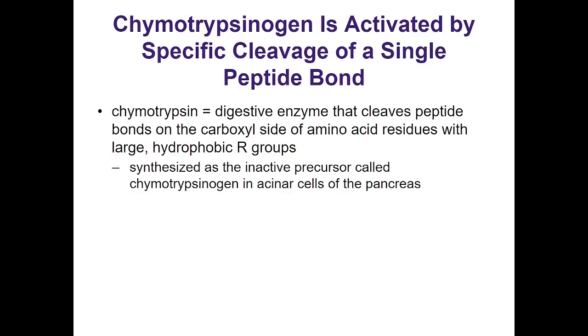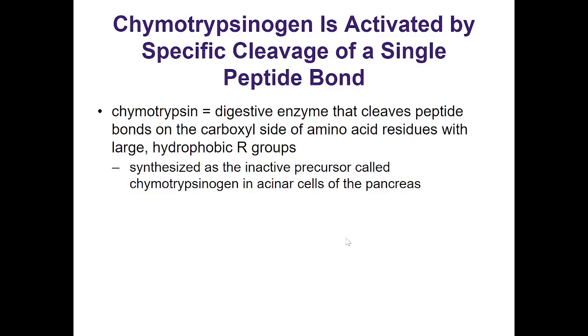Okay, the chymotrypsin. This is a digestive enzyme that's going to cleave the peptide bonds on the carboxyl side of the amino acid residues with large hydrophobic R groups. Yes, that same chymotrypsin that we've talked about three or four times now. Same one, okay? That's going to happen a lot because we're looking at these from different perspectives, and we're building up a framework for you to understand biochemistry through, okay?